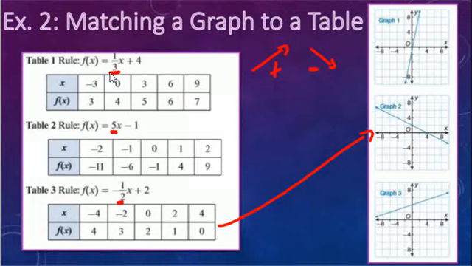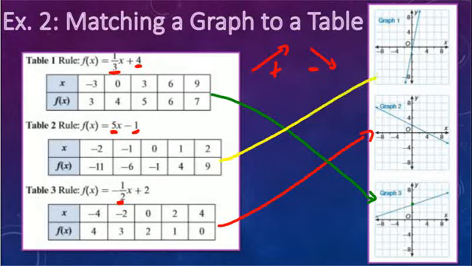Then the next one, I can easily check by checking my y-intercept. The top one, table 1, is crossing at a positive 4. So if I look at my graph, on the y-axis crosses positive 4, that would be graph 3. That would leave me with table 2 going to the top one, because it crosses the y-axis at negative 1, which would be right there. So those would be my graphs on that one.